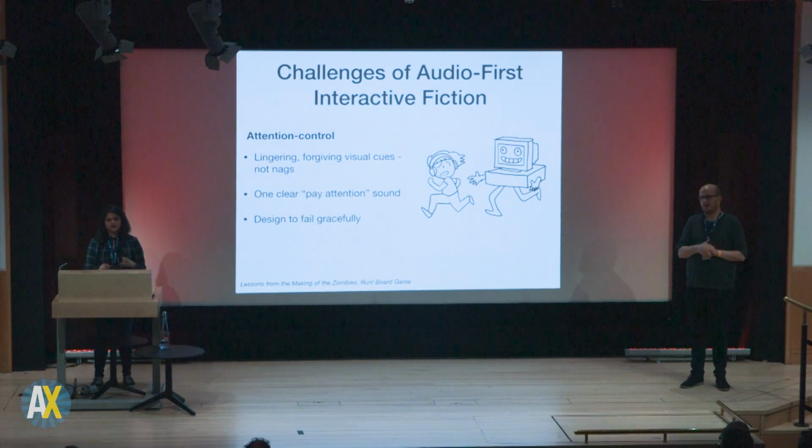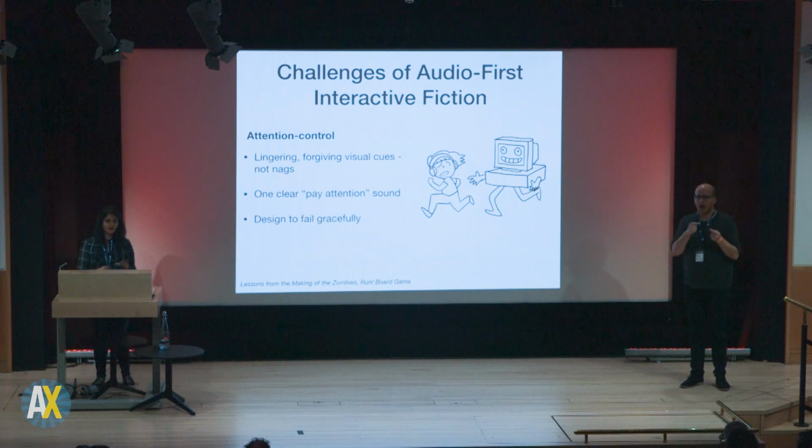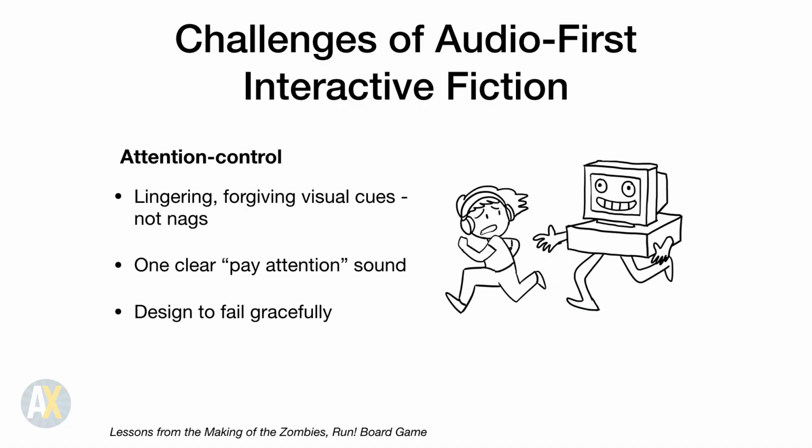Next and final challenge that I'm going to address here is attention control. So there's this real-time card game going on, and everyone's excitedly playing it. There's tension because you've got five zombies lined up and you've got to escape them. How do you make sure that they pay attention to the app? How do you make sure that they look at it and pay attention to what's going on, know that another zombie is being added, know that there's an optional storyline that's being offered to them, things like that.